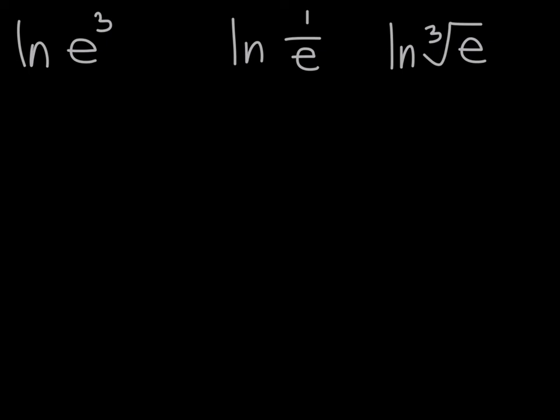Okay, I hope you paused the video and actually did this on your own. And I hope that you found that the evaluation of the first expression is just 3. I hope you found that the evaluation of the second expression is -1. And I hope that you found here the answer is just 1/3. If these are the answers that you got for each of these expressions, then you understand how to evaluate a natural log expression, and it seems like you're understanding the meaning behind it.